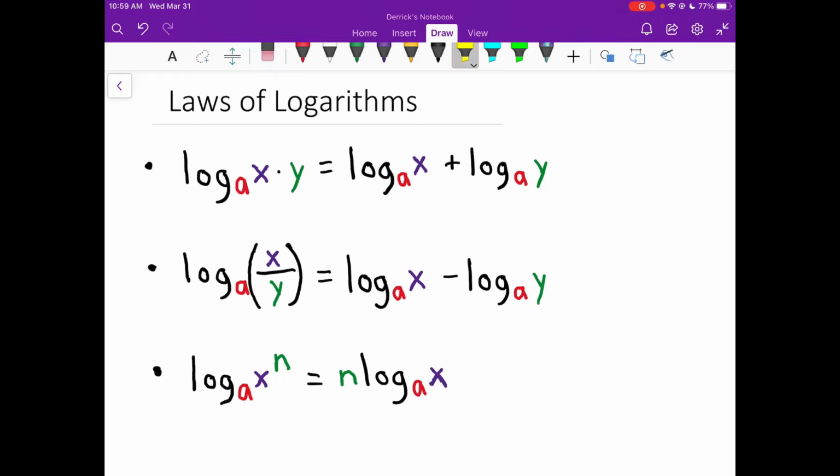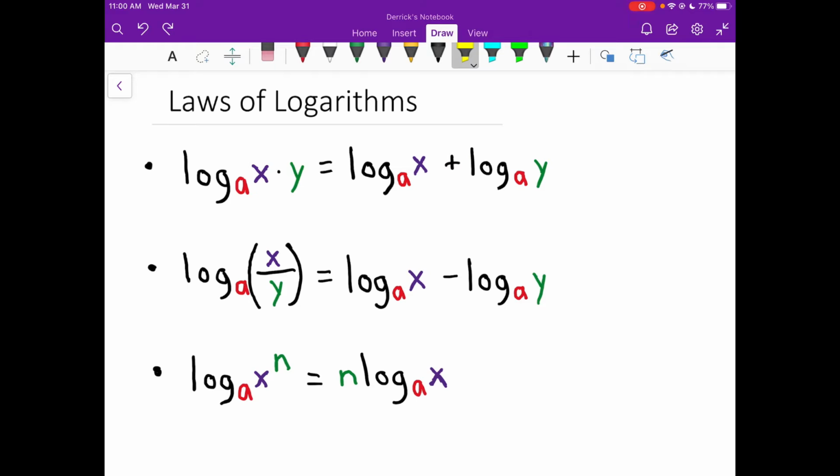Meaning, if we see 2 logs that are being added together, we can condense them into a single log if we multiply the 2 things we were taking the logs of. Likewise, if we see subtraction between 2 logs, we can condense those 2 logs together if we divide the 2 things we were taking the logs of. And then for the third law, what we're going to be looking for is any coefficients in front of a log that we can move back to being an exponent. That's the 3 things we're looking to do today. Okay?